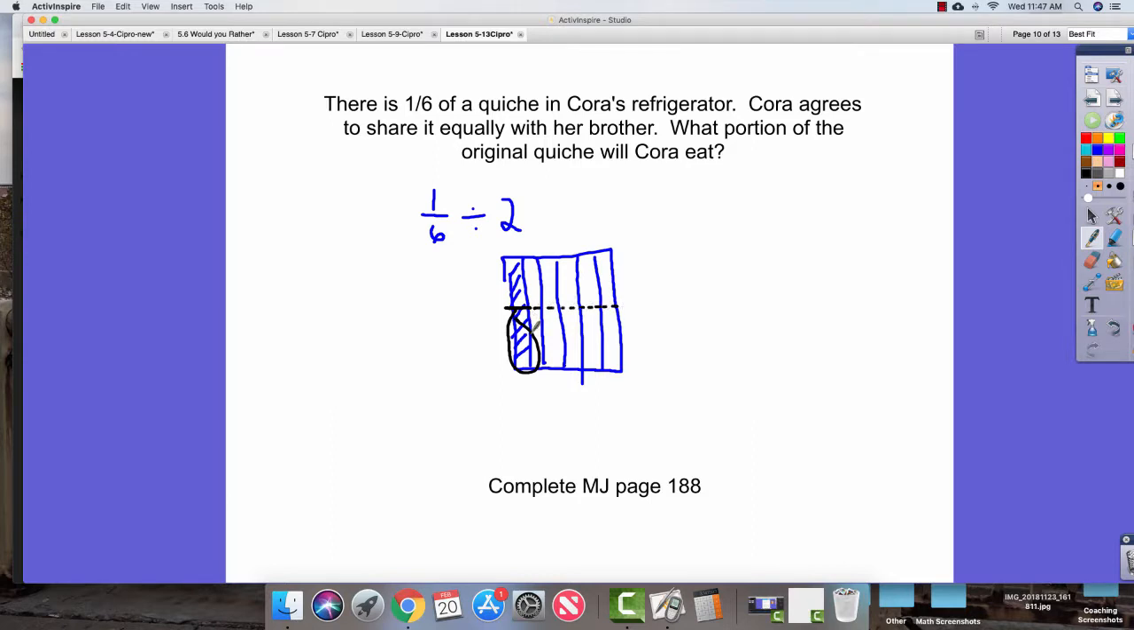So I can see that Cora would get 1/6 divided by 2. She would get 1/12 of the whole quiche. Okay. So 1 part for Cora here, and then there's 12 equal parts. 1, 2, 3, 4, 5, 6. 6 down here, so 12. So 1/6 divided by 2 equals 1/12. So dividing fractions is actually pretty simple if you think about it, if you just draw a model.